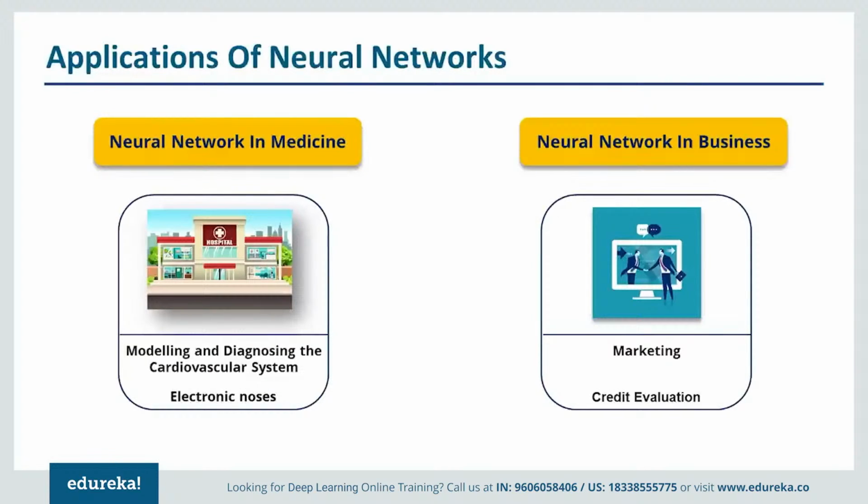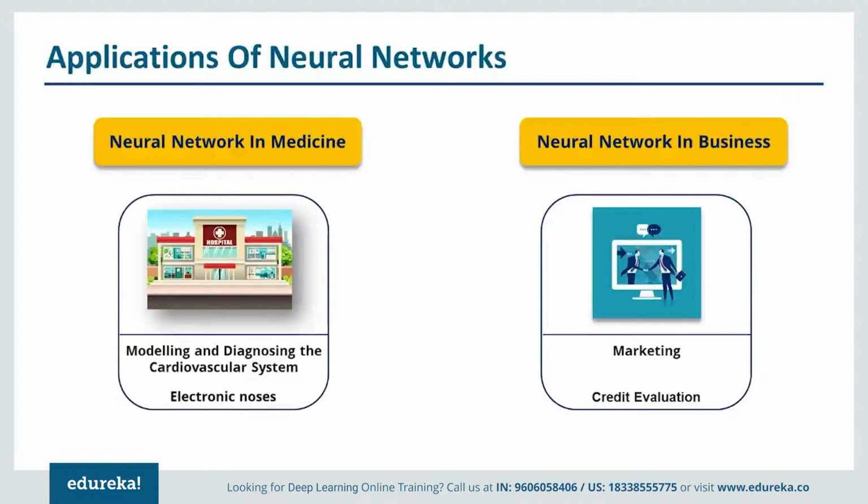Now the second area is credit evaluation. Now I'll give you an example here. The HNC company has developed several neural network applications and one of them is a credit scoring system which increases the profitability of the existing model up to 27%. So these are a few applications that I'm telling you guys.